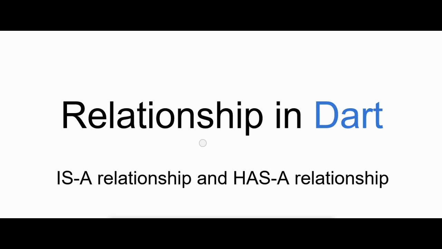Like relationship in Dart, as you all know, Dart supports OOPs. OOPs stands for Object Oriented Programming. So it has two kinds of relationship: is-a relationship and has-a relationship. I will tell you in a nutshell what is-a relationship and what has-a relationship is. Stay tuned. We'll start from the is-a relationship.